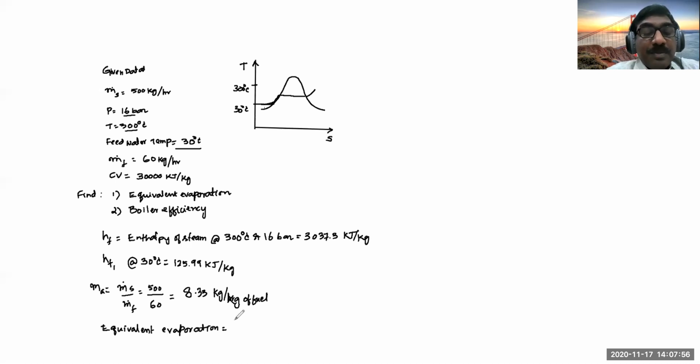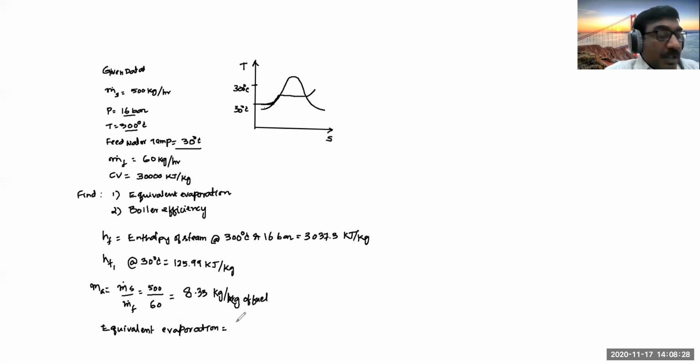That is the amount of steam that is generated from and at 100 degrees centigrade. So if all the heat is supplied at 100 degrees centigrade, then what will be the amount of steam that is generated? The latent heat of evaporation, that is HFG at 100 degrees centigrade, we already know from the table, is 2257 kilojoules per kg.